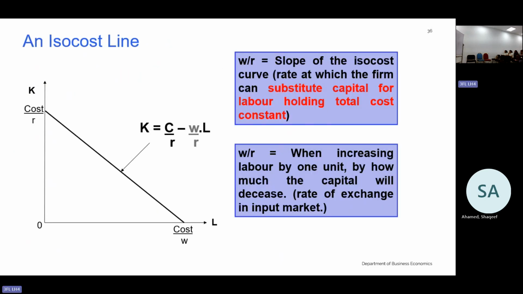So what is this slope? We have a name for the slope. We say the slope of the ISO cost is, there's the name.